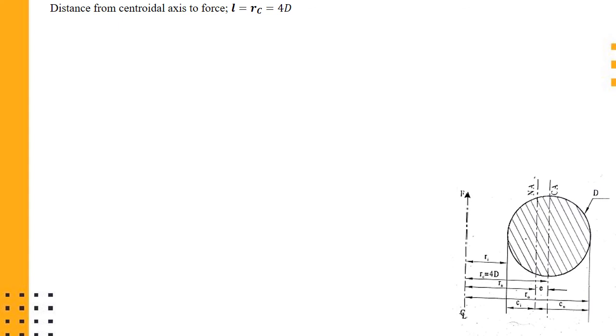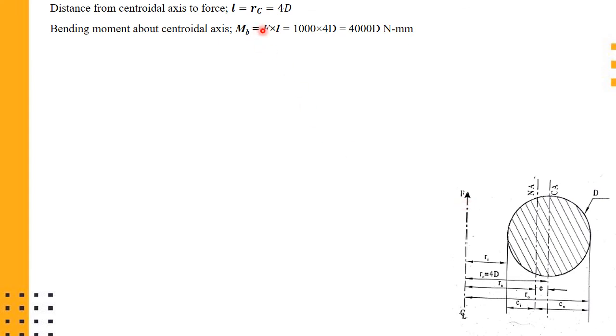So we'll come to the further calculation. First, the remaining thing which we usually calculate is the distance from the centroidal axis to the force. Here the force is acting at the center line of curvature itself. So from here to the centroidal axis, that distance L is nothing but RC, that is equal to 4D. Okay. So when we calculate bending moment, the formula is force into distance.